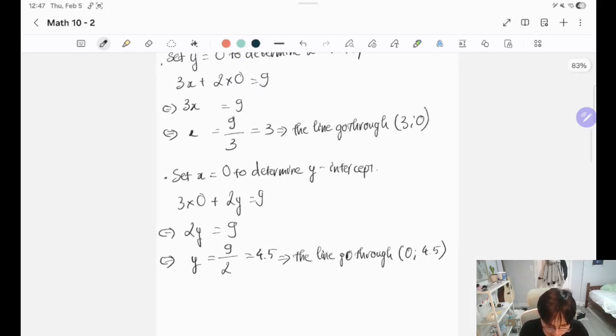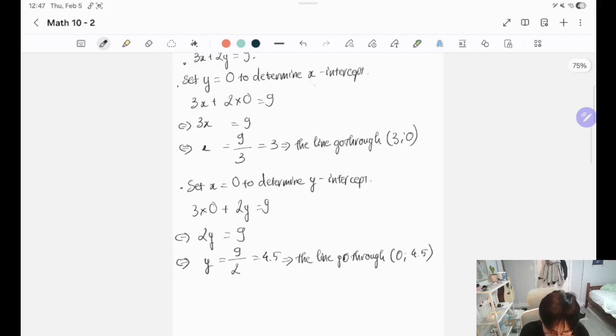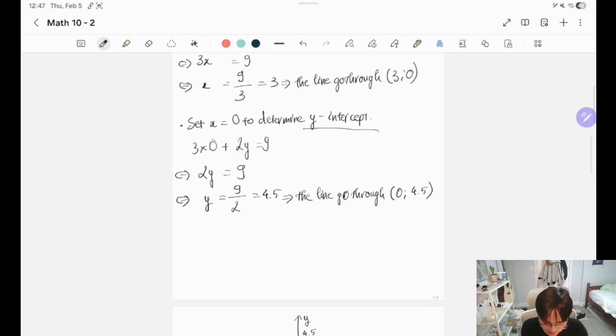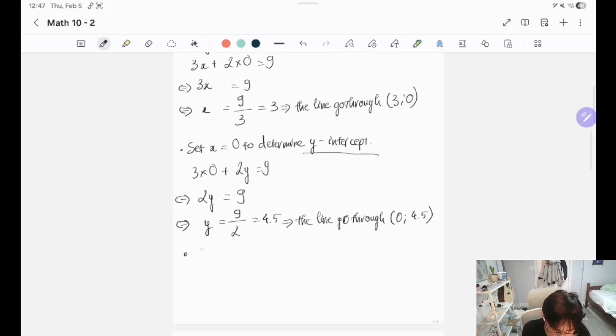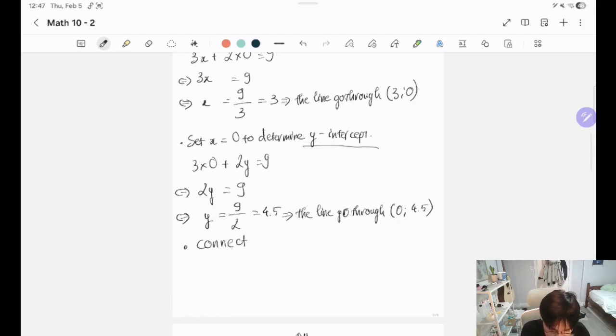So the last step is, we already have the x-intercept and y-intercept already. So the last step here is just to connect the two points to make a line.